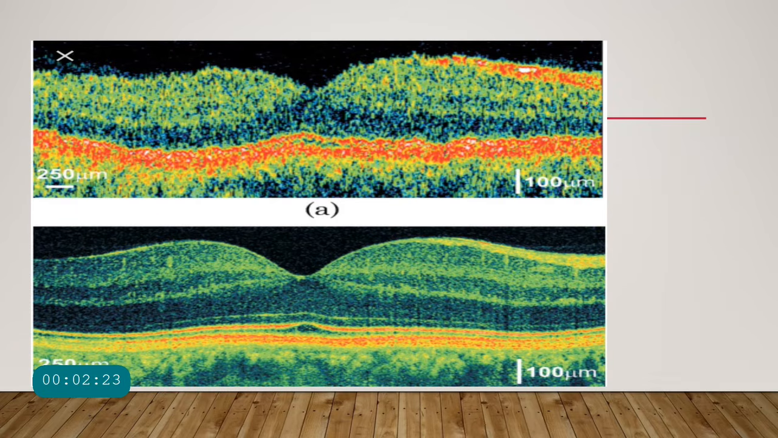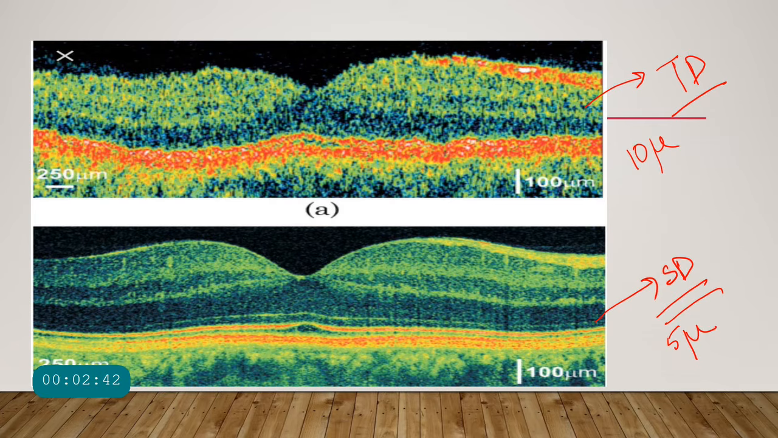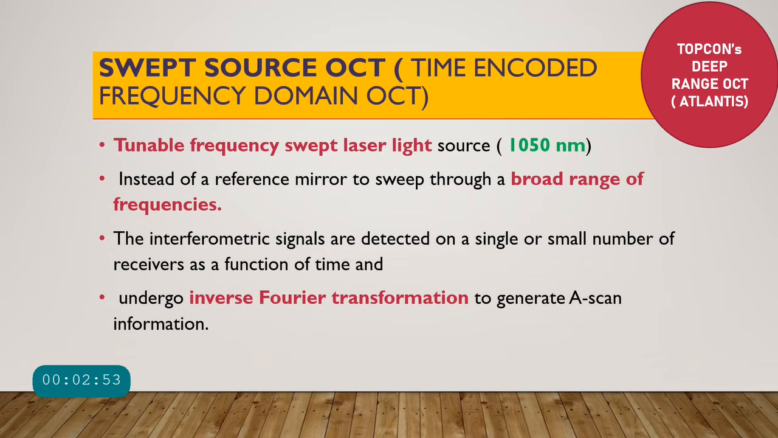You can see the first image over here has so much noise, and this is a time domain OCT, and this is the spectral domain OCT with a much finer, crisp OCT picture that you can see with a much better resolution. So in time domain, the resolution was 10 microns, and here it is about 5 microns. Definitely the time domain OCT is cheaper compared to the spectral domain OCT. Spectral domain is almost 50% more expensive compared to the time domain OCT.